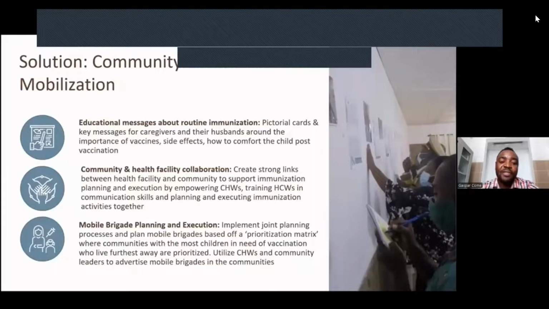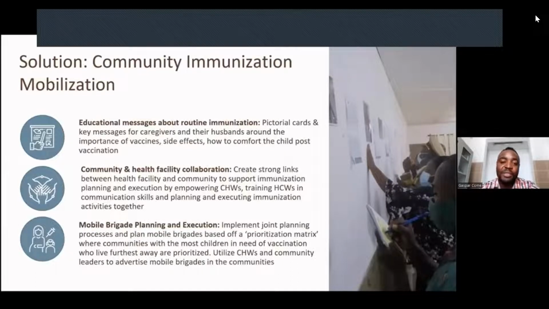So in the second phase, which is implementation, we conducted two HCD, or human-centered design, workshops in each of the districts, and this group generated three main solutions. The first one is using educational messages about routine immunization.